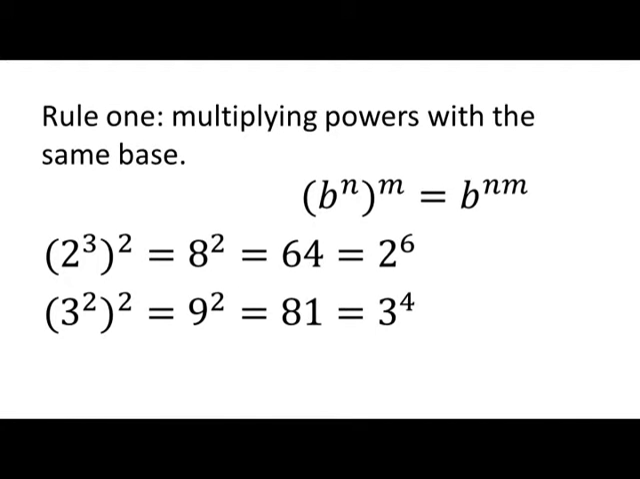The second rule concerns what happens when you have a power of a power. In this case, you multiply the two exponents together. Normally this looks like this: you have a parentheses, inside the parentheses you have a power, and outside the parentheses you have another exponent. For example, parentheses 2 to the third, close parentheses, squared equals 2 to the sixth.